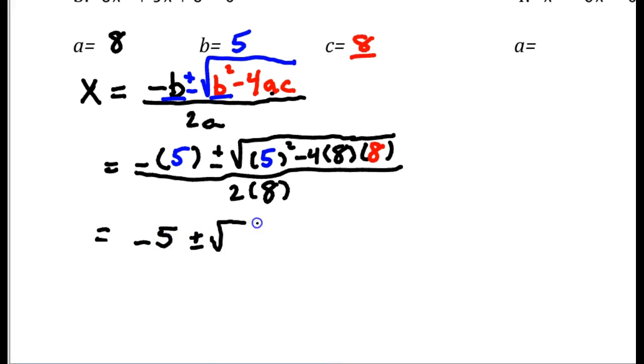plus or minus. Let's figure out the discriminant. And it's going to be all over 16. All divided by 16. So let's figure out what we get for the discriminant on this one. I'll do the first part. 5 times 5 is 25. Okay. And what's 4 times 8 times 8? I've been telling you that you probably need a calculator for that in the future. That day has arrived. Minus 256.